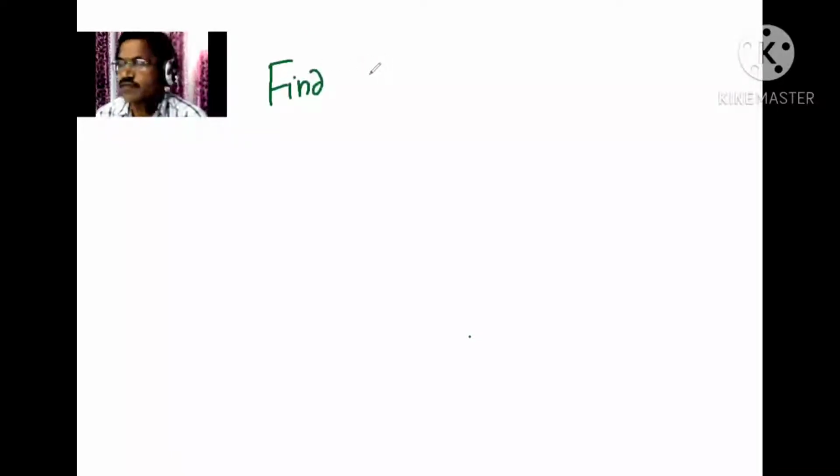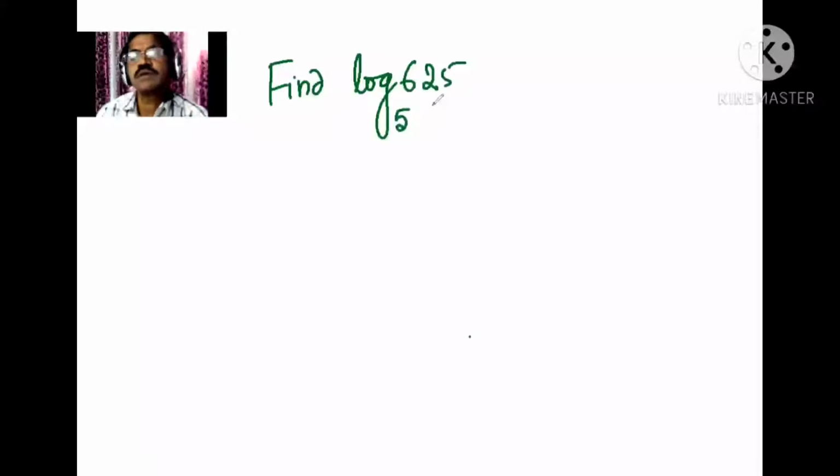Find the value of logarithm of 625 base 5. How to find the logarithm of 625 with the base 5? Here, 5 should be raised to some power to get 625. We have to find out the power, the exponent. That exponent is taken as logarithm of 625.